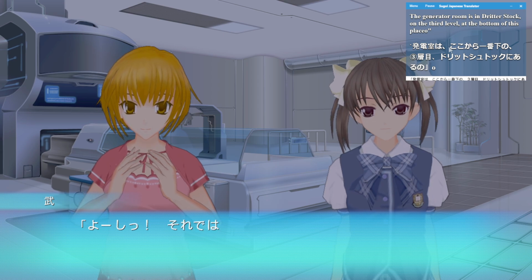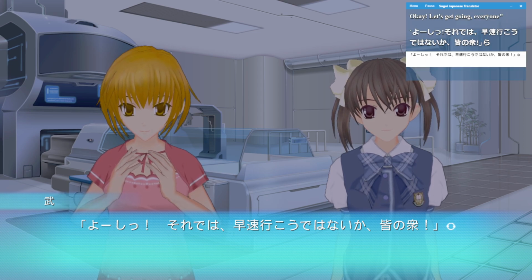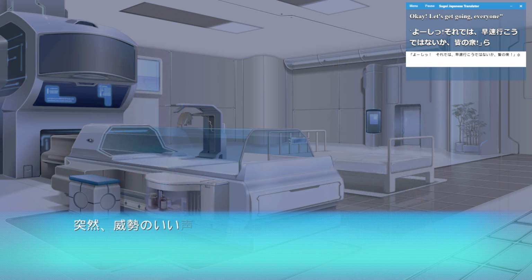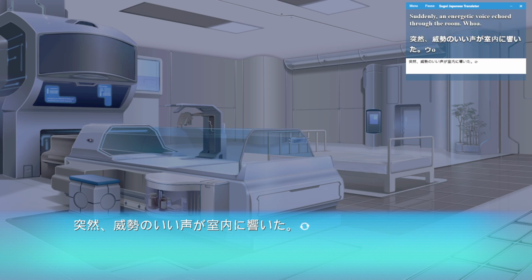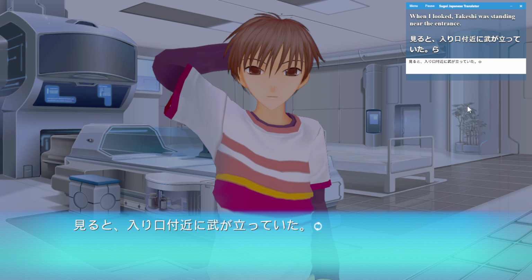Okay, let's get going, everyone. Takeshi just appeared. So suddenly, an energetic voice echoes through the room. When I looked, Takeshi was standing near the entrance.